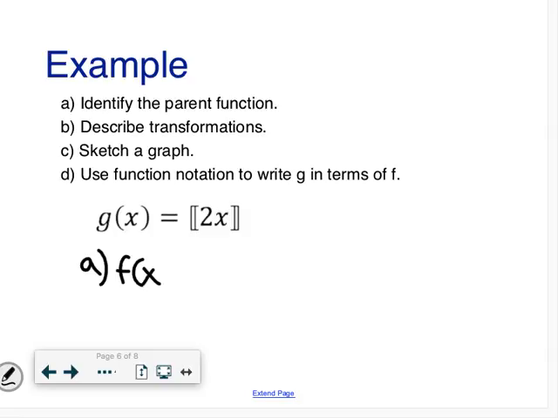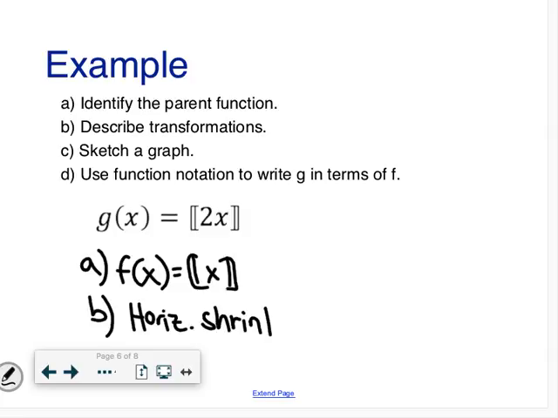Okay, f of x, the parent function, is the greatest integer of x. Easy. Transformations: since the multiplication is happening inside, it's horizontal. If it's 2, is that a stretch or a shrink? Shrink. That's a shrink when the value of c is greater than 1. It's the opposite of what you think it will do. Normally a vertical stretch would stretch it vertically. Horizontally it's going to shrink it. So it's a horizontal shrink.